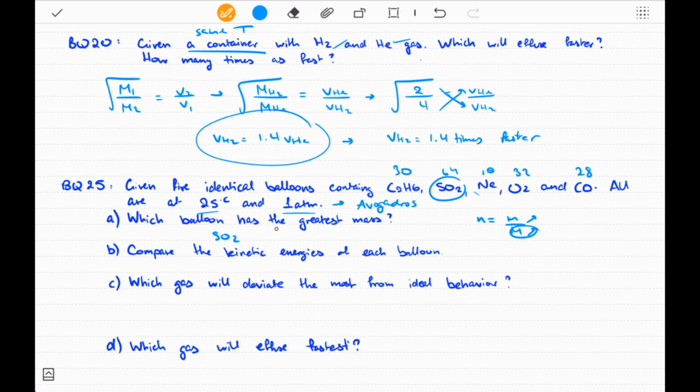This should be immediately obvious. We have the same temperature for all of them. The kinetic energy is the same.